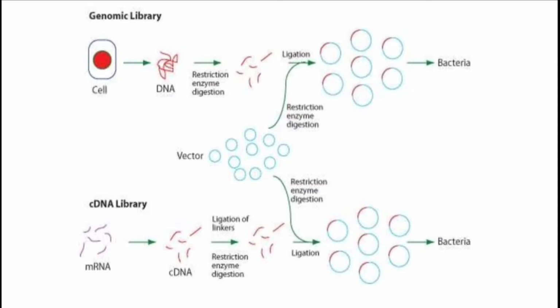Now in cDNA library creation, mRNA is isolated. It is converted into cDNA by using reverse transcriptase. Then ligation of linkers is carried out, then restriction enzyme digestion is carried out, and it is ligated into the bacteria. This is the difference between the genomic library and the cDNA library.